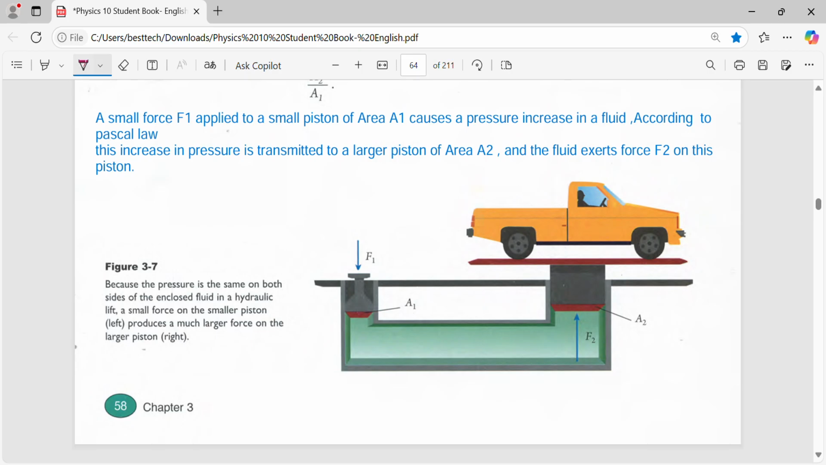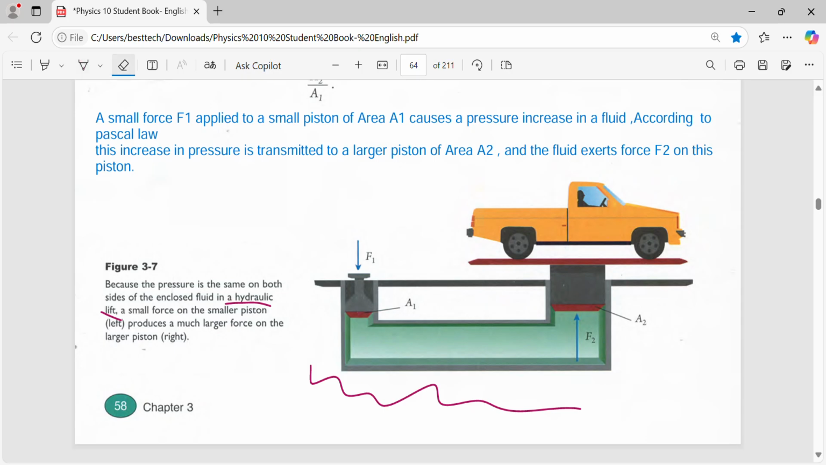Guys, look with me step by step. This picture is called a hydraulic lift. This device is used when the car is not working and you want to fix it. How can the persons fix these cars? They have this machine, this device. This machine is used to lift these cars up. So this is called a hydraulic lift, and the process is called Pascal's principle.